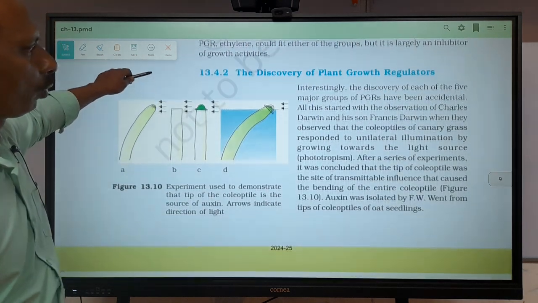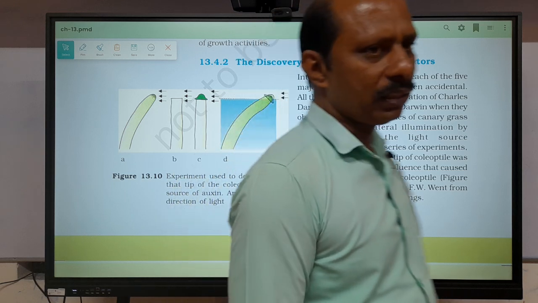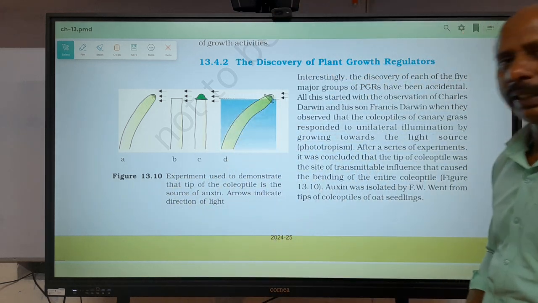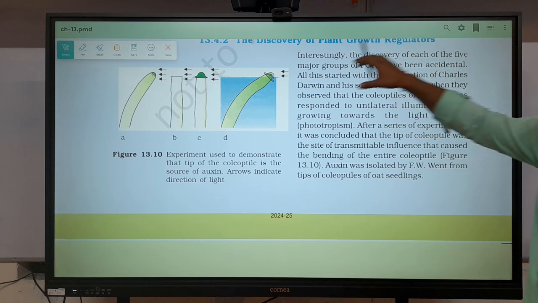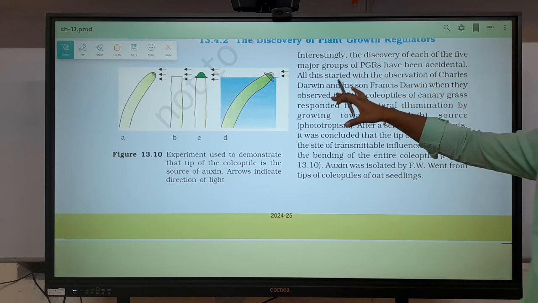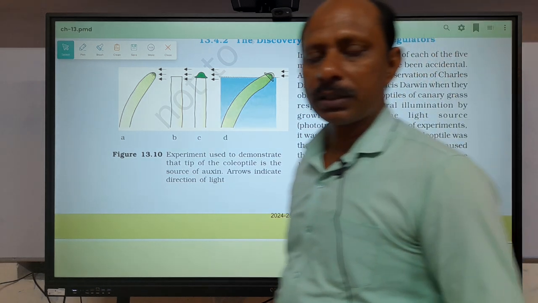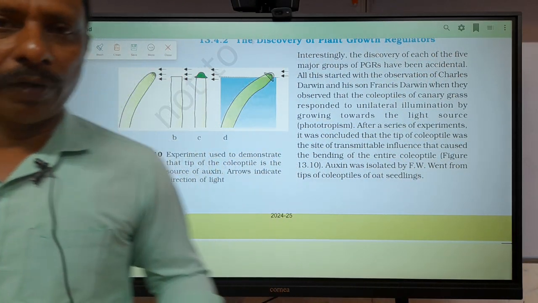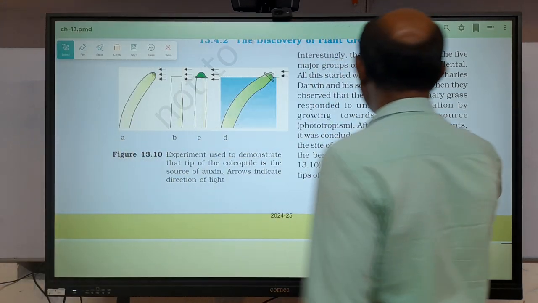Now, the discovery of plant growth regulators, how were they discovered? It was accidental. All the plant growth regulators were discovered accidentally. Interestingly, the discovery of each of the 5 major groups of PGRs has been accidental, and this started with the first observation by Charles Darwin. You are very familiar with this name, Charles Darwin, and his son also. His son's name is Francis Darwin.